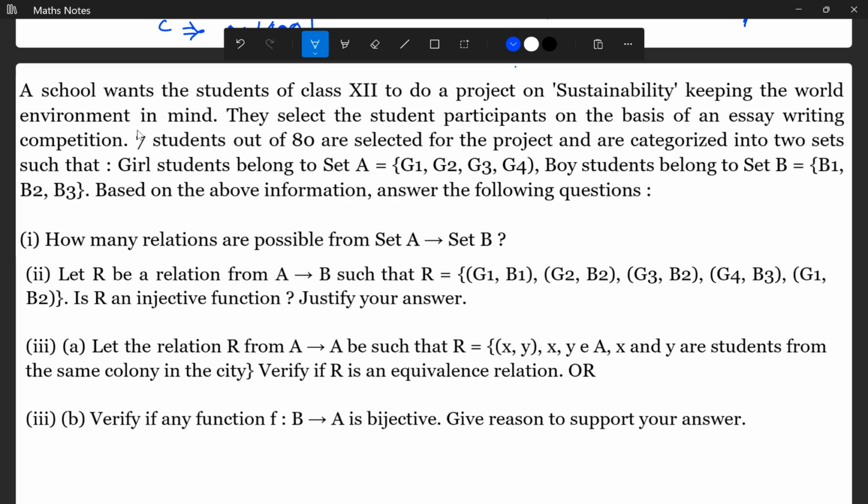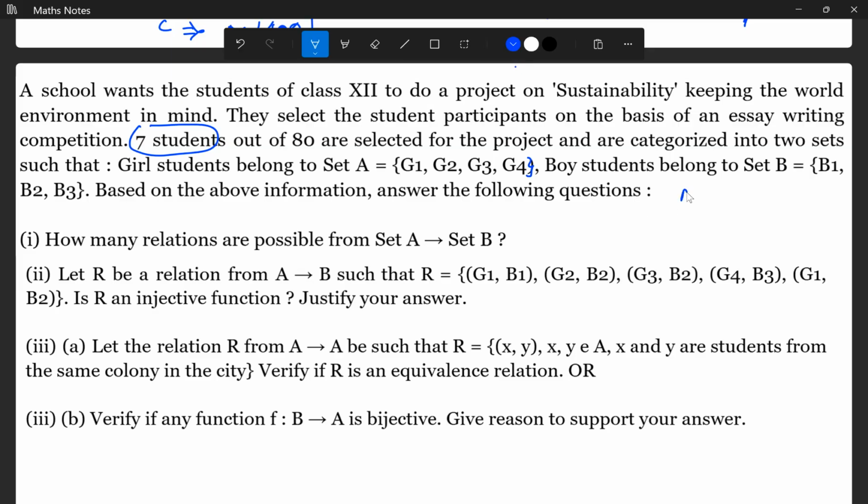Seven students out of 80 are selected for the project and they are categorized into two sets. Set A is the set of girls G1, G2, G3 and G4. Set B is the set of boy students B1, B2, B3. Based on the above information, answer the following questions. How many relations are possible from set A to set B?